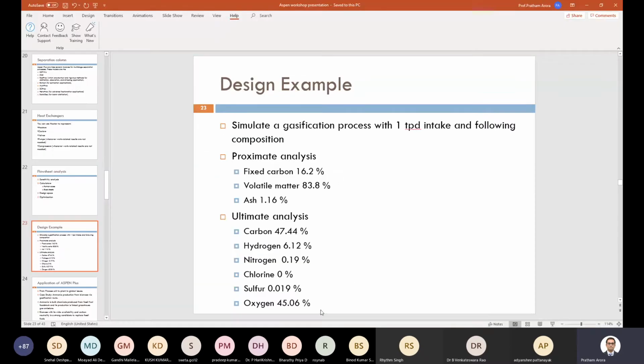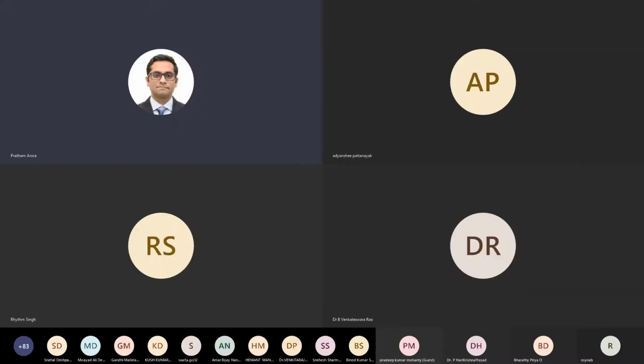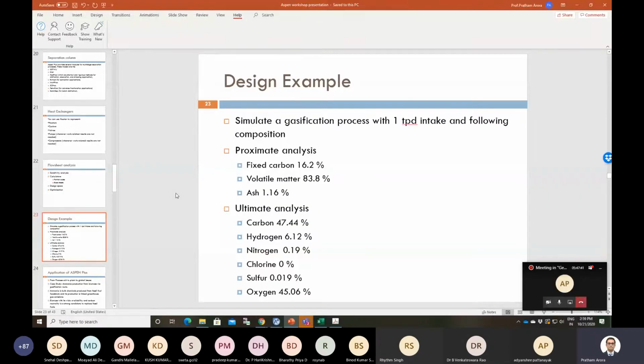So with this, let me share my whole screen, so that way you can see. Okay, so now you can see my whole screen.